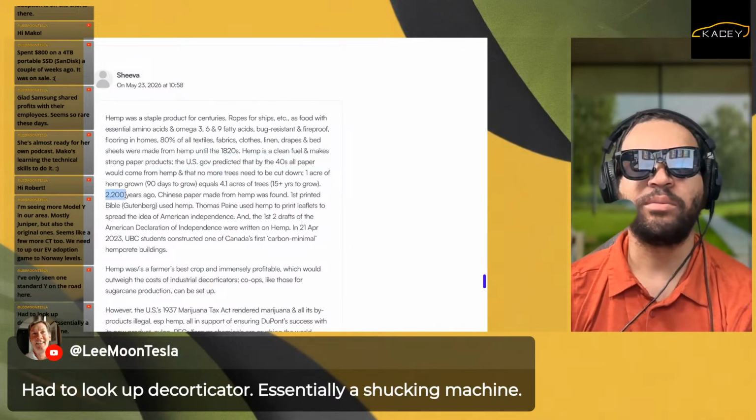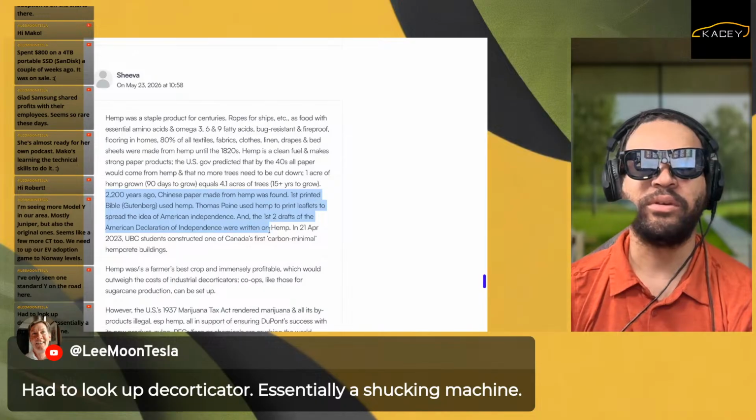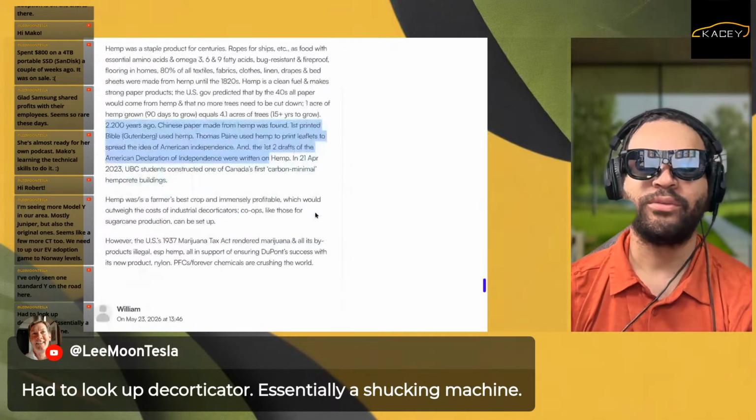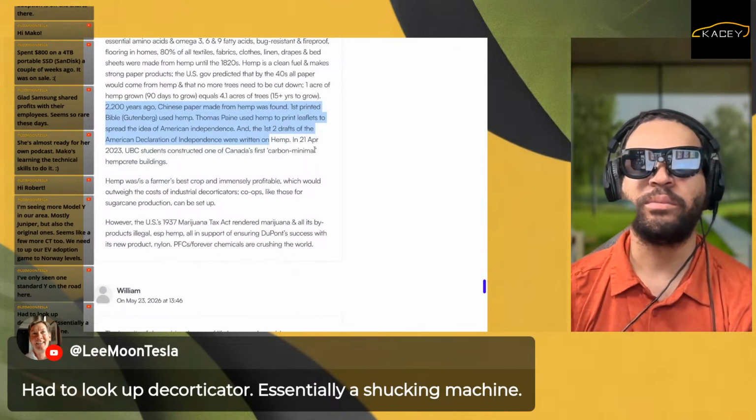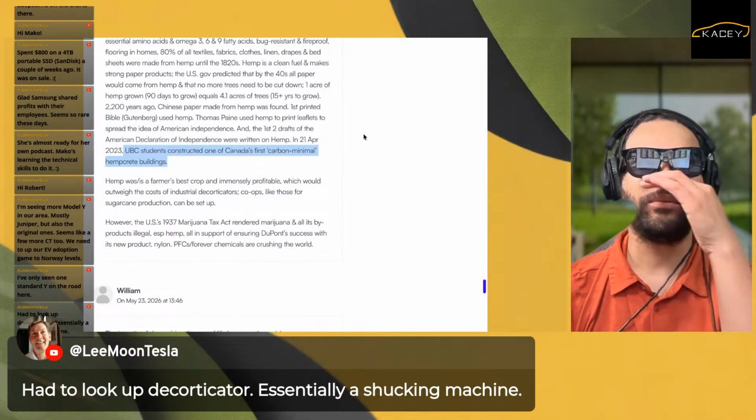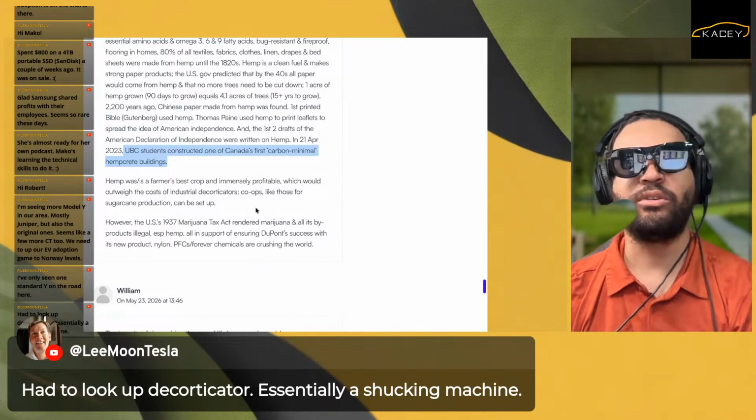220,000 years ago, the Chinese paper made from hemp was found. The first printed Bible to Gutenberg used hemp, and Thomas Paine used hemp to print leaflets to spread the idea of the American independence. And the first and second drafts of the American Declaration for Independence were written on hemp. In 21 April 2023, UBC students constructed one of Canada's first carbon mineral hempcrete buildings. So the same as what the article is talking about here.